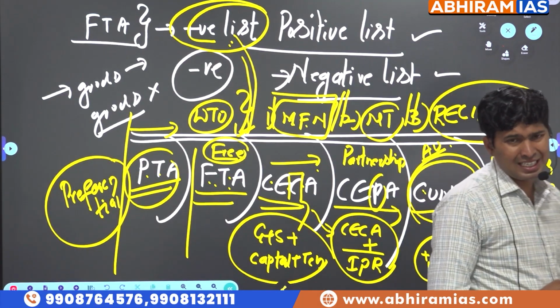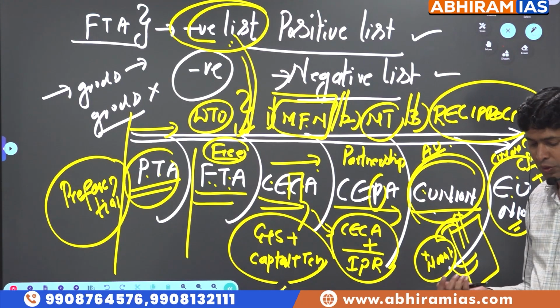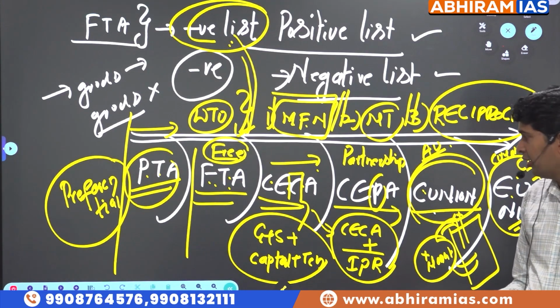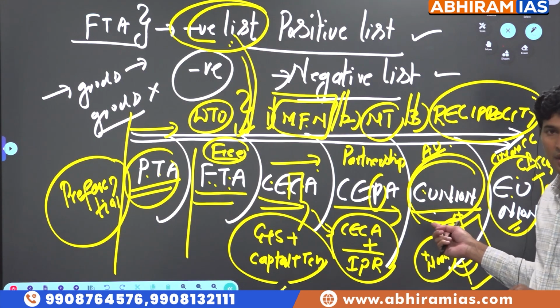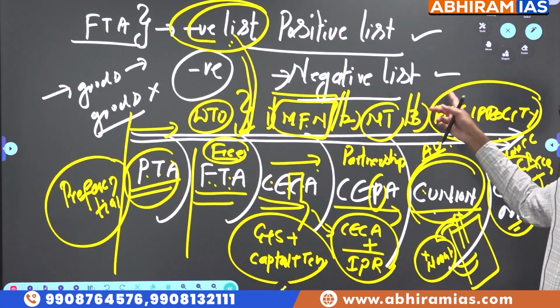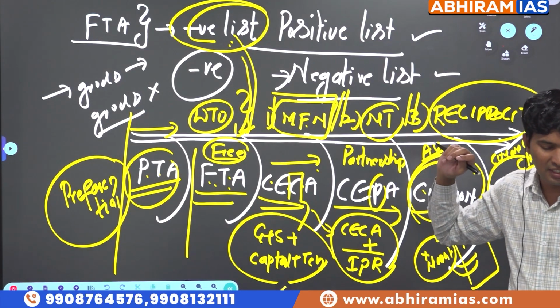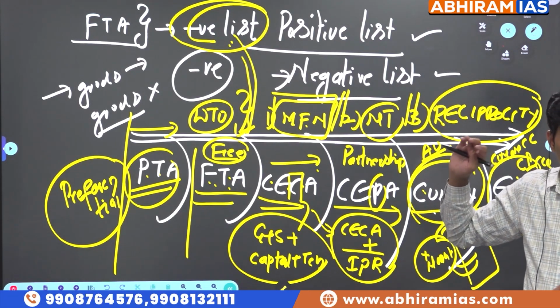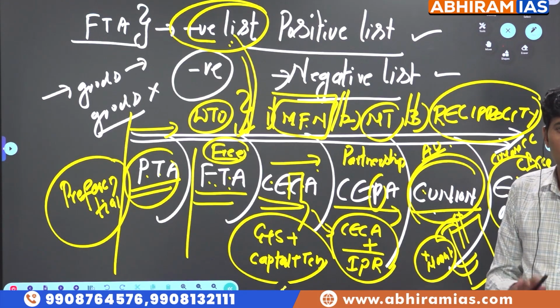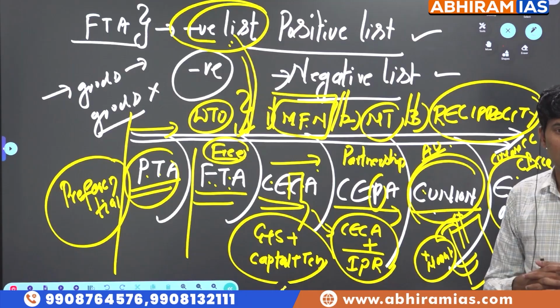For prelims, clarity is important. What is PTA? What is FTA? What is CECA? What is CEPA? What is Customs Union? What is Economic Union? And MFN, NT, reciprocity. And you're reading the current affairs. In the last 1 year, India signed free trade agreements with so many countries. So you should know who are part of them, what goods are there in the positive list.